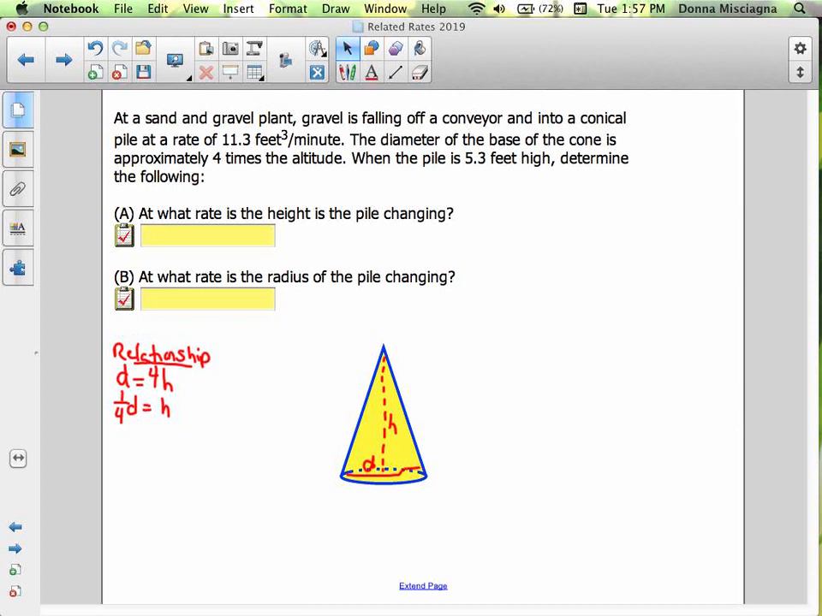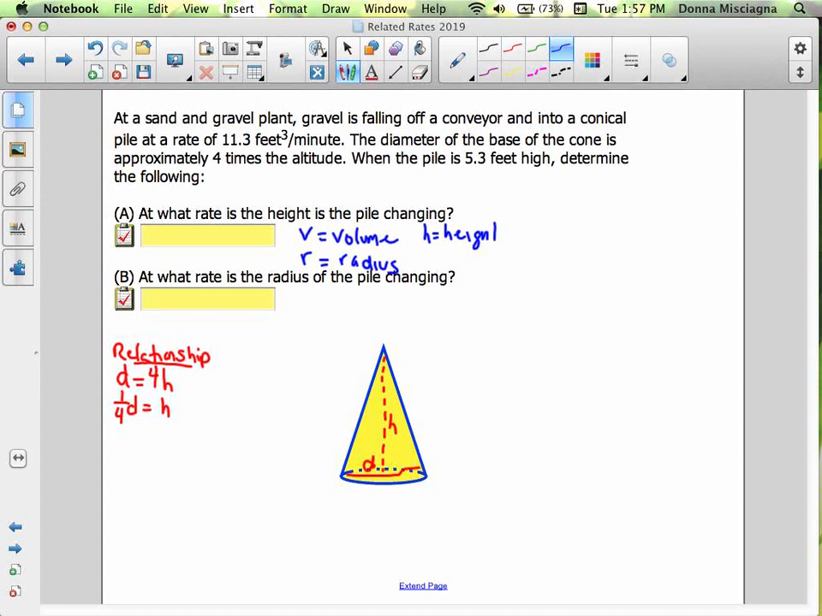Right, so let's look at our variables. We have volume, R for the radius, and H for the height of the cone, which of course is the inside measurement. Everything is changing. As the volume changes, the height changes, the radius changes. It gets wider at the base and more narrow at top. All of our variables are changing.